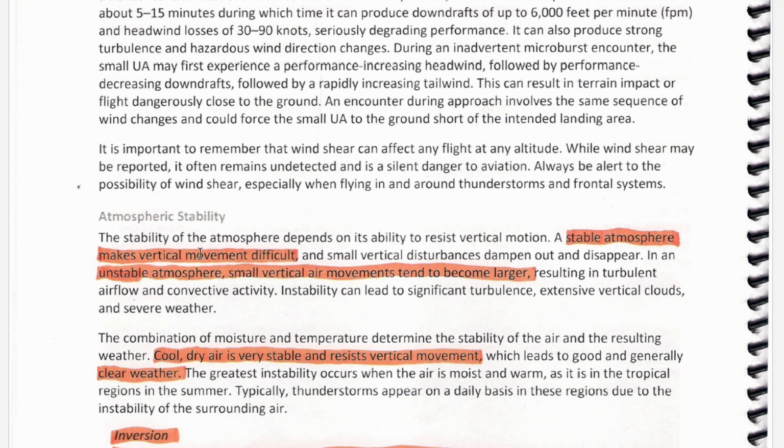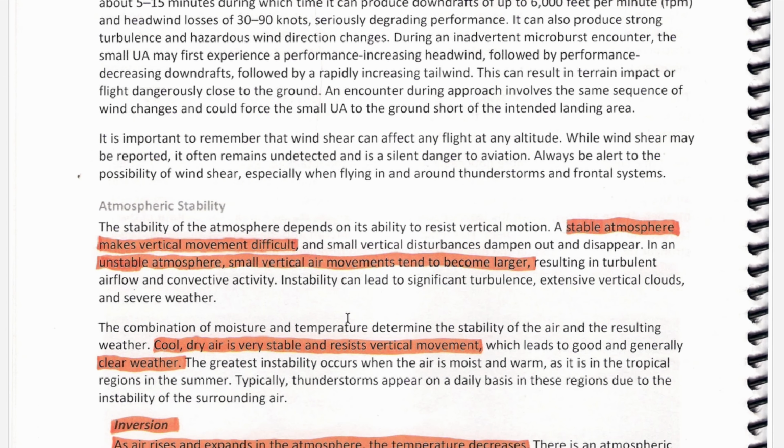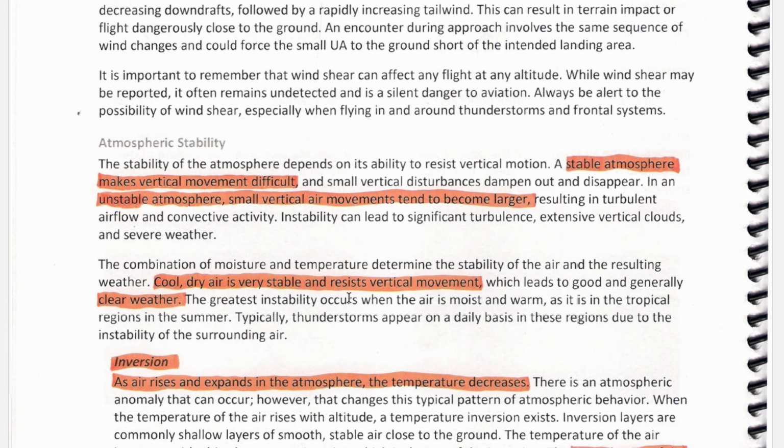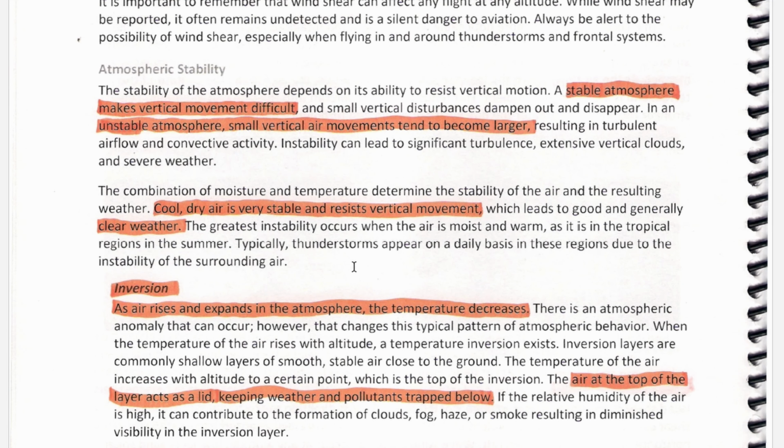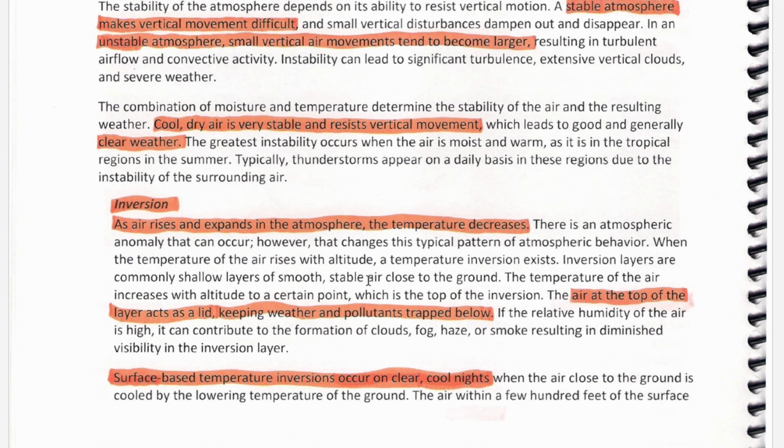Stable atmosphere makes vertical movement difficult. Unstable atmosphere, small vertical air movements tend to become larger. Cool, dry air is very stable and resists vertical movement. Inversion, there was a question on that. Temperature inversions and what they can cause. Think about being on the beach and the breeze is blowing because the beach is a different temperature than the ocean.